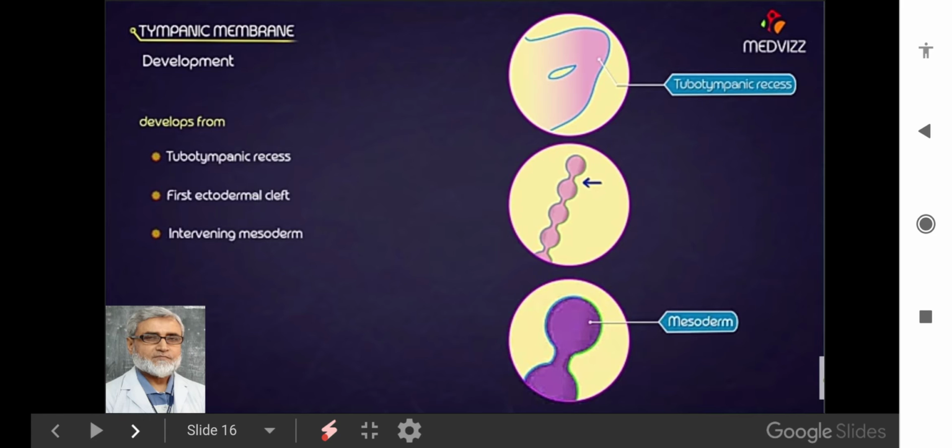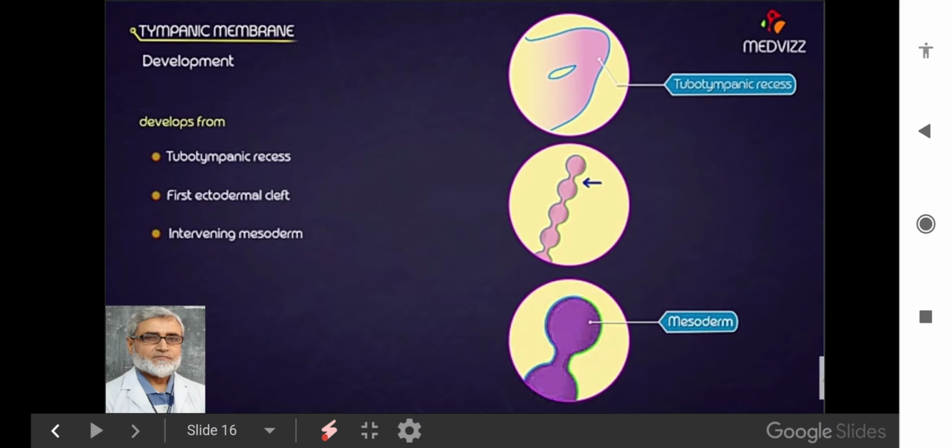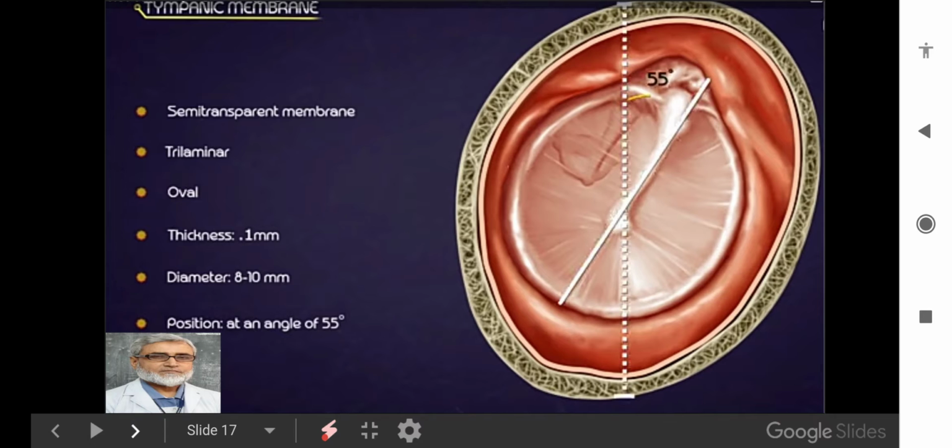This is very important. So see here, this is your tubotympanic recess, and the ectodermal cleft you can see here, and mesoderm here. And see here in the next slide. So they form the tympanic membrane. Now I will leave the three different layers of the tympanic membrane for later on. Just see here.